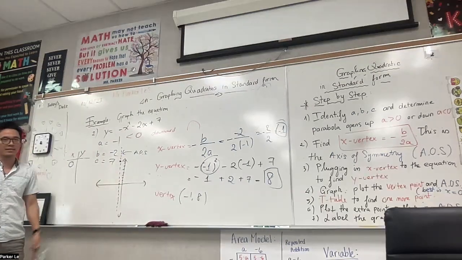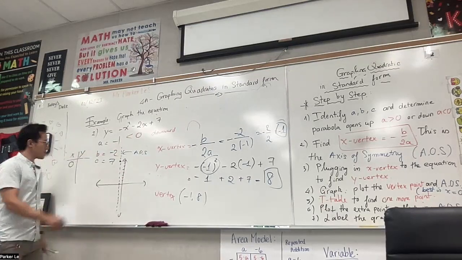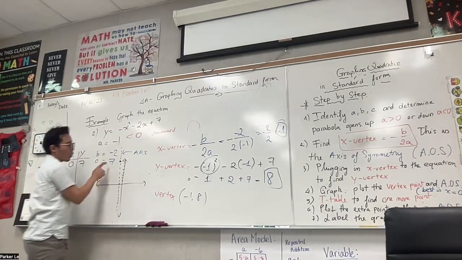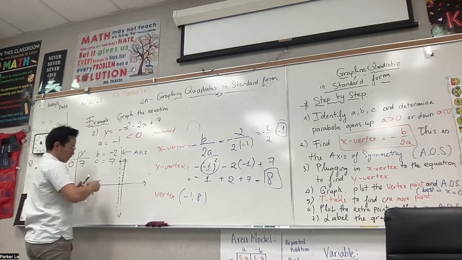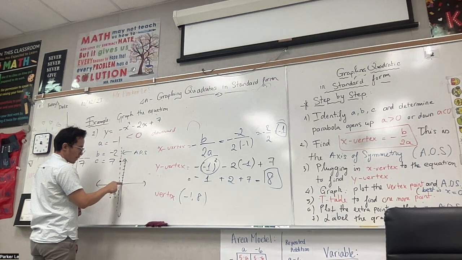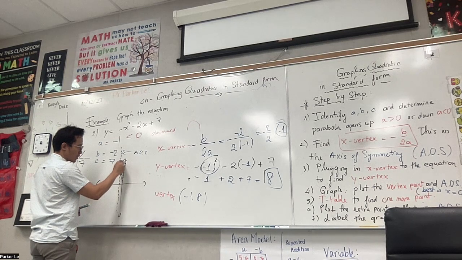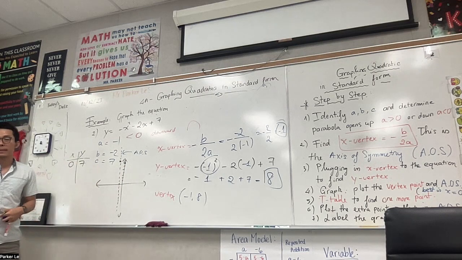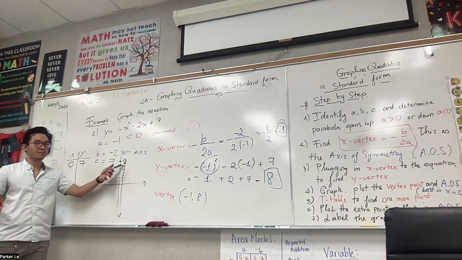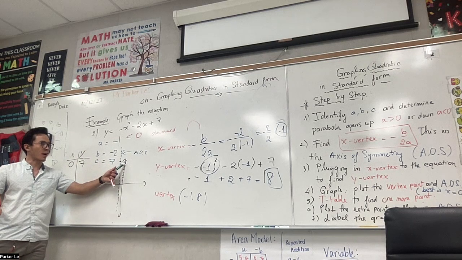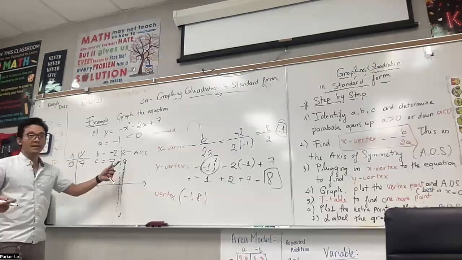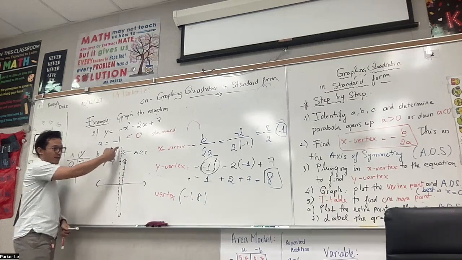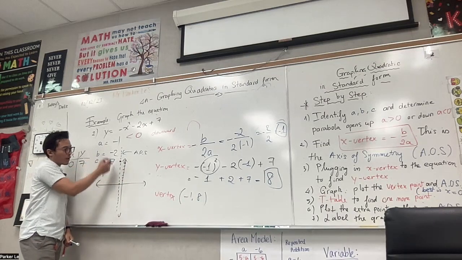You don't need to calculate. That is the y-intercept. It is always the c value. So 0, 7. I'm going to plug in 0, 7. How do I get a third point? Gervais, how do I get a third point? I got this one already. How can I get another point on the other side? How do I do this? You reflect it. Very good. You reflect over the AOS. One point for Gervais.